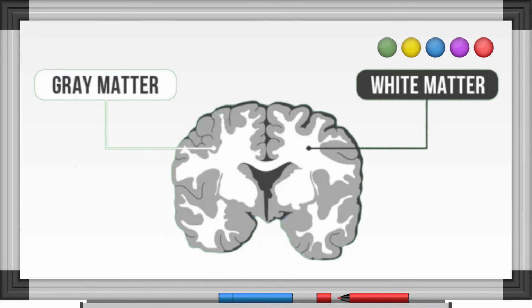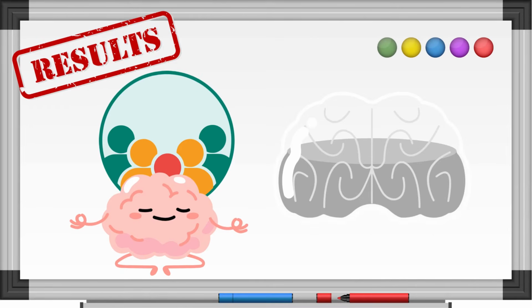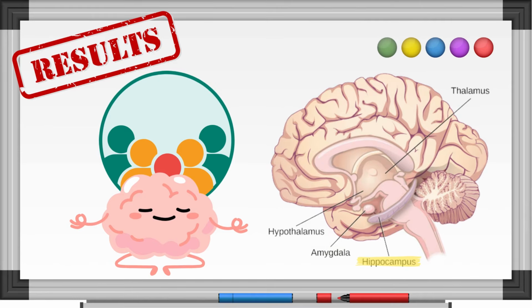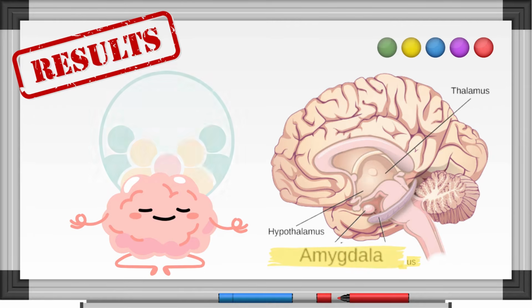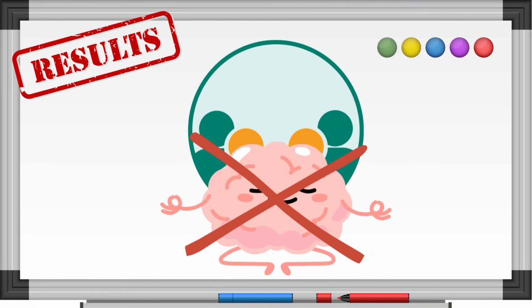The results showed that the mindfulness group had significant increases in gray matter density in key brain areas, including the hippocampus, which is involved in learning and memory, and the amygdala, which is linked to emotional processing. In contrast, the control group showed no such changes.